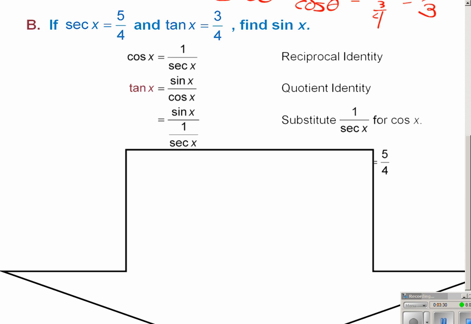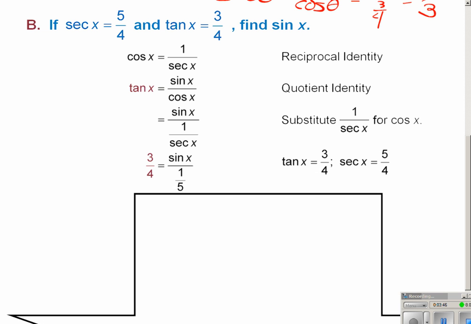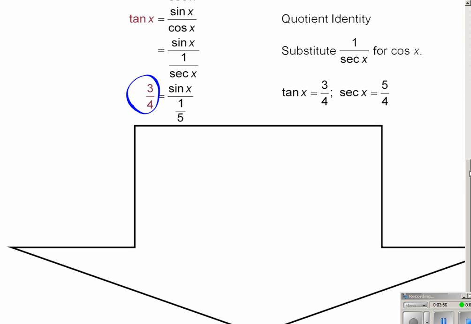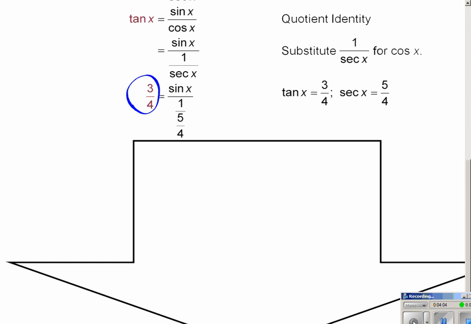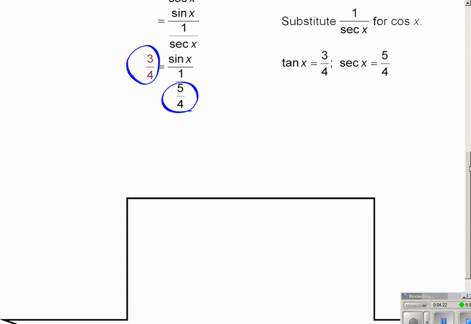So now we have that tangent of x is sine of x over 1 over secant of x. But we know the secant and we know the tangent. So we can take out tangent and put in its place 3/4. Scroll back up a little bit here. And we can take out the secant and put in its place the 5/4. So now we have an expression where we know all of the values except sine. So we can take that and finish solving for the sine of x.